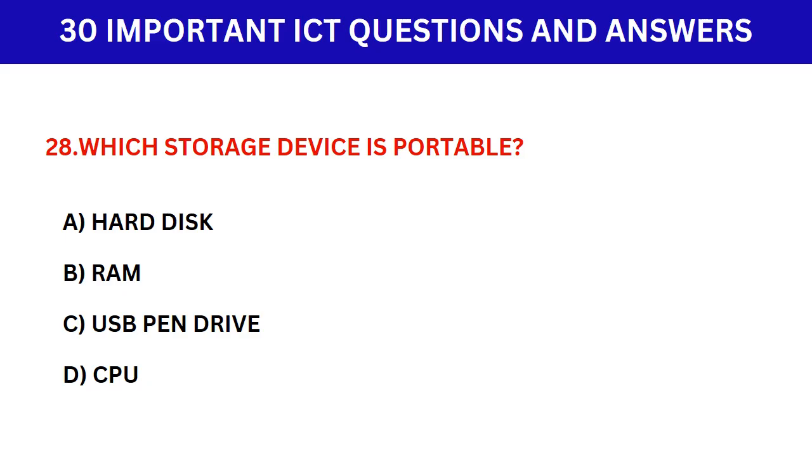Question number 28. Which storage device is portable? Option A, hard disk. Option B, RAM. Option C, USB pen drive. Option D, CPU. The right answer is option C, USB pen drive. A USB pen drive is used to carry data easily.